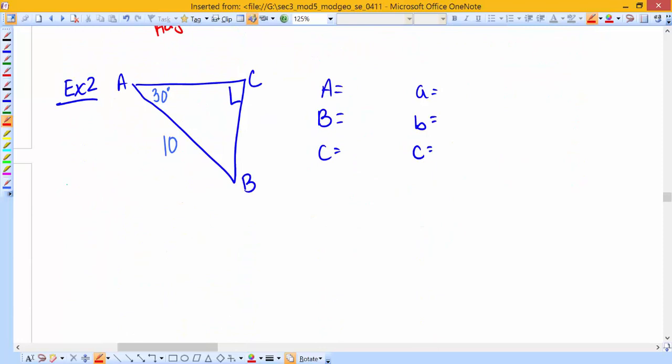Let's do another one. So in this one, again, it would be a good idea to stop, pause, write this down, try it on your own, and then start the video back up.